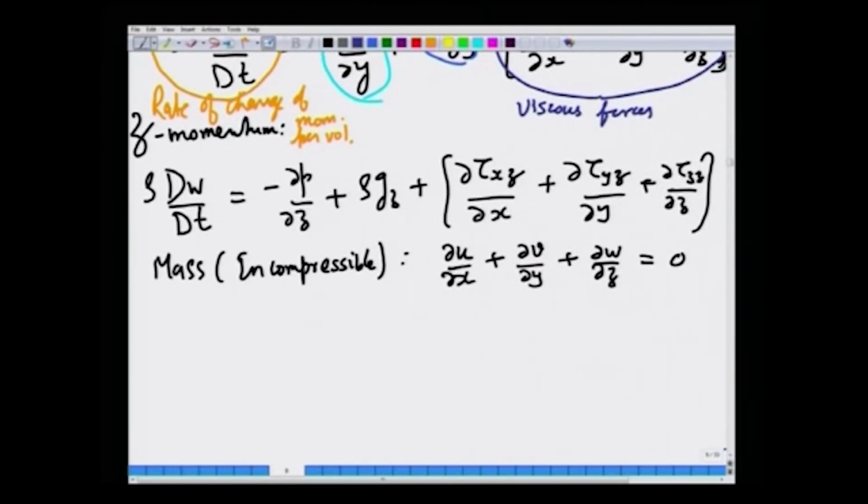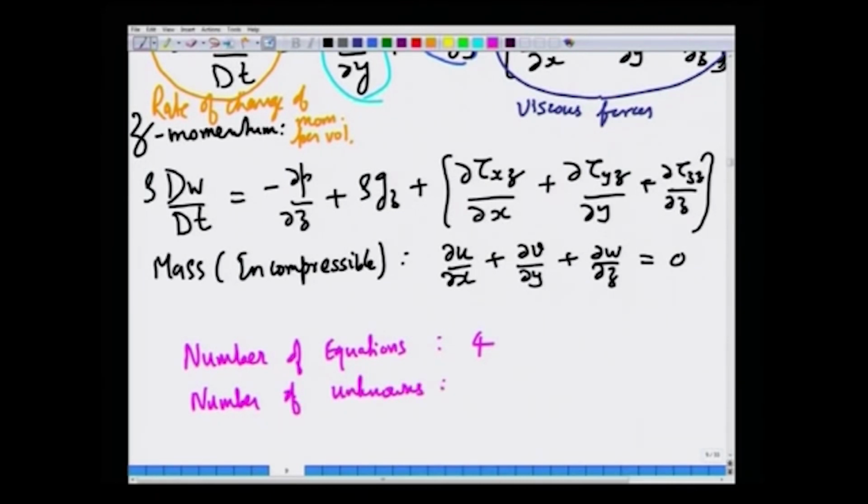Now, in order to be able to solve these four equations, we commented in the last lecture that the number of equations is 4, while the number of unknowns is far too many. It is essentially 3 plus 1: 3 components of velocity plus 1 component of pressure plus 6 components of the stress tensor, because the stress tensor is symmetric. So, you have about 10 unknowns, but we do not have as many equations.